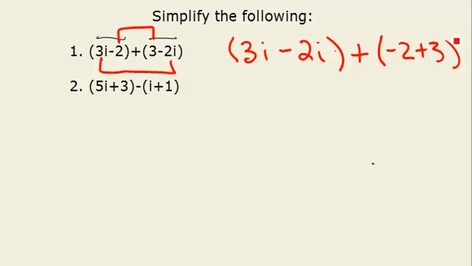From here, it's simple addition or subtraction. Here on this term right here, we are left with just i, and negative 2 plus 3 is 1. So that's the simplification of number 1.